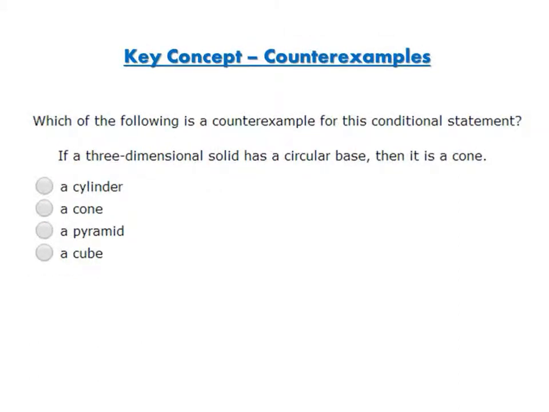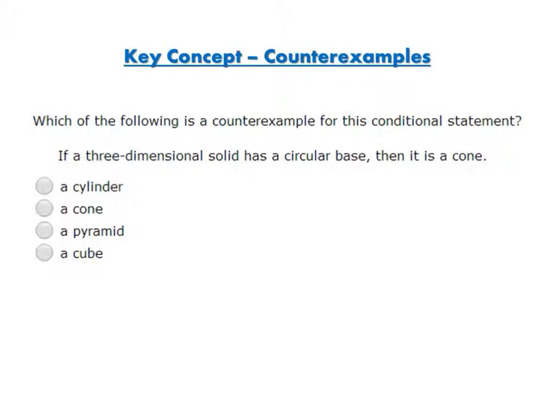Here's your next example. Which of the following is a counterexample for this conditional statement? If a three-dimensional solid has a circular base, then it is a cone. So we are looking for a three-dimensional solid that has a round base, but is not a cone. So we have a cylinder, a cone, a pyramid, and a cube.